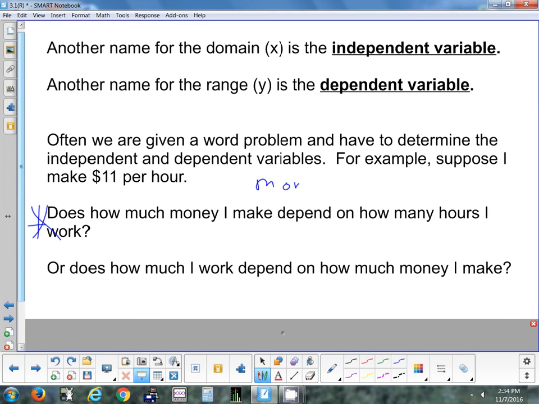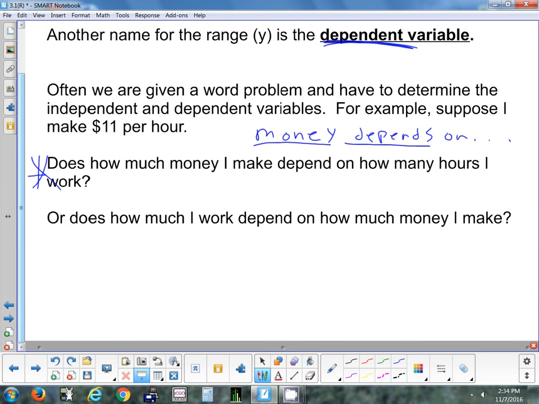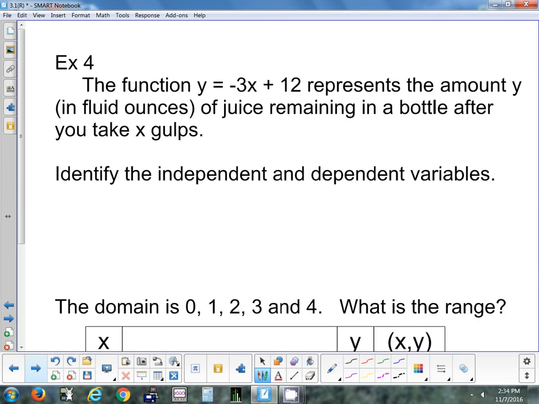So money depends on how much I work. Money is dependent. That's how you figure it out. Money is dependent on how many hours I work. So how many hours I work is the other one. That's independent. Okay, so we'll try the same thing again in the next problem, to see if we can figure out which one is which. It is tricky to figure out.